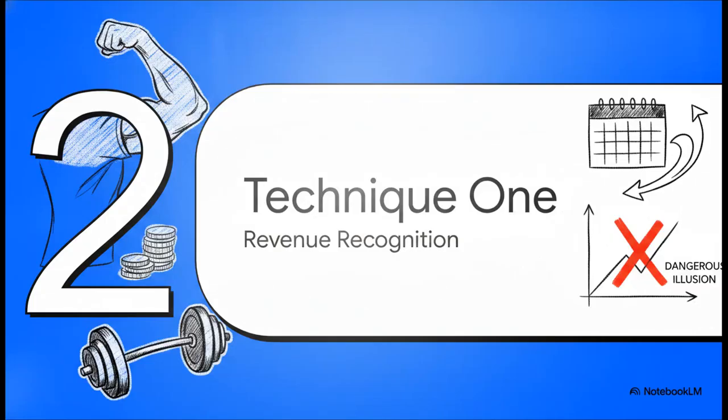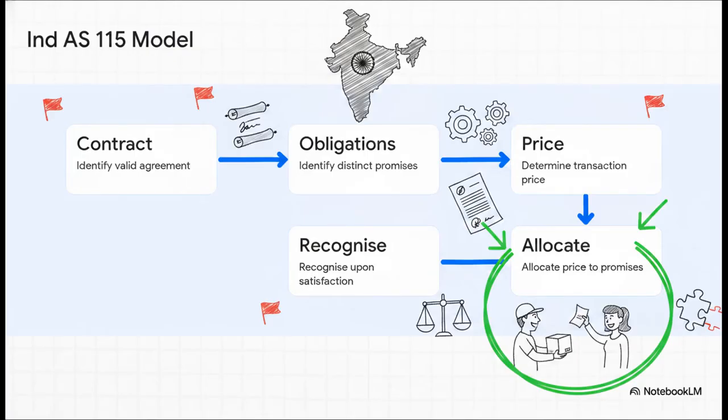On the ViewPoint, let's look at Technique 1, revenue recognition. So, imagine you buy an annual gym membership for rupees 12,000. If that gym books the entire fee on day one, well, it creates a really dangerous illusion of instant growth. Why? Because they still owe you 12 whole months of service.